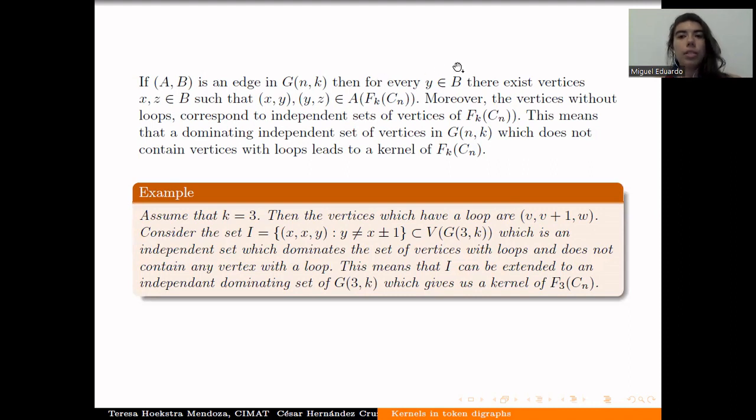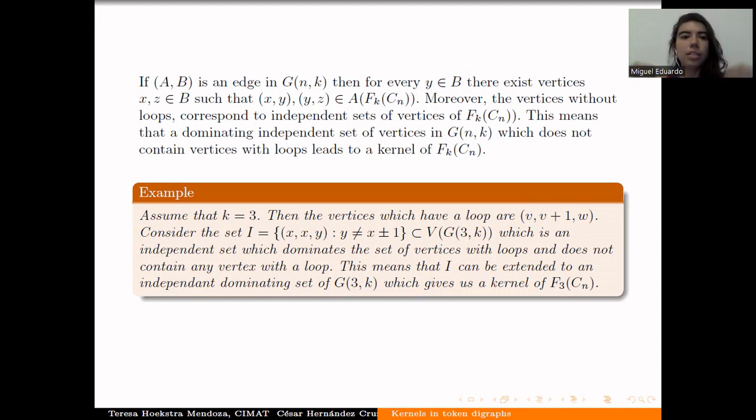What else? The vertices which do not have loops correspond to independent sets in my token digraphs. This means that if there are no loops at a vertex, there are no arrows between the vertices that correspond to that vertex. And what does this mean? This means that any dominating independent set of vertices in G_{n,k} which does not contain any loops leads to a kernel of my token digraph of the cycle.